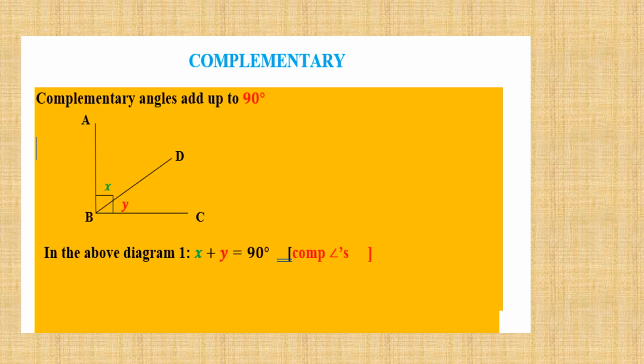So we are going to start off with complementary angles. You can ask yourself this question: what are complementary angles? Complementary angles are angles that add up to 90. So in our example, we have letter X and letter Y. Letter X and letter Y together, when you add them, they'll give you 90. We call them complementary angles.